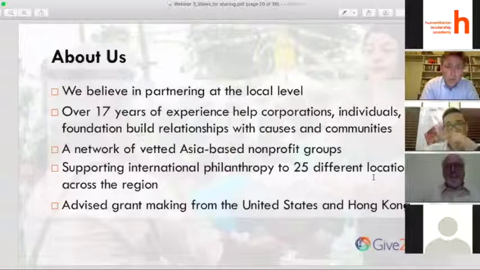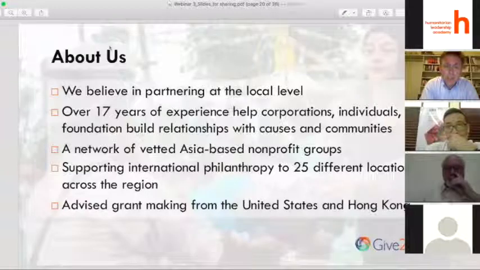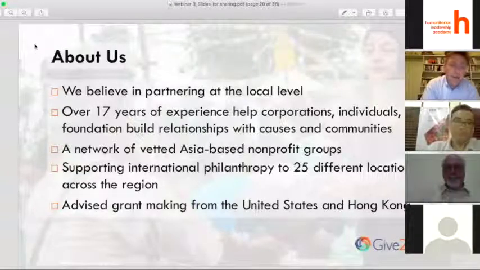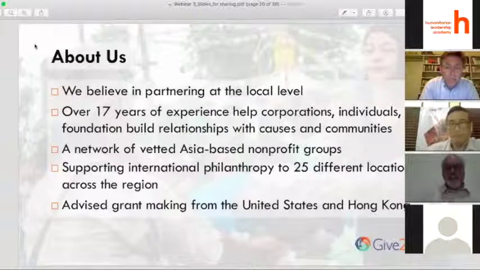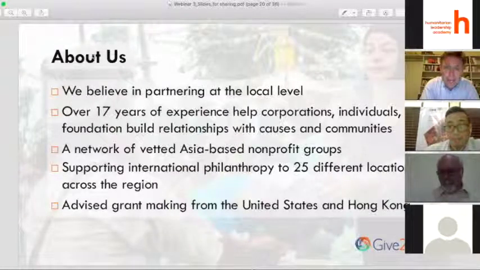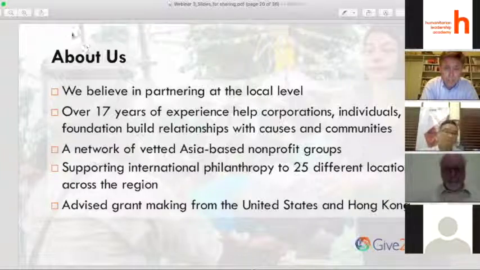We're working right now in 25 different countries across the region, and we're fundraising primarily in the United States and Hong Kong, although we also have some donors in other parts of the world. That's a big part of what we do, working with those donors to help build the relationships with them and community-based organizations and other in-country organizations in the Asia Pacific region.